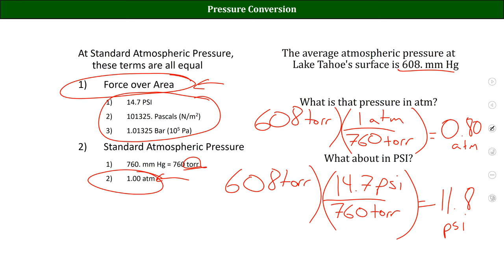All right, so a quick note. These top four, atmospheres, PSI and Pascals, those are measured numbers, because a Pascal is defined separately from atmospheric pressure. And PSI, a pound, is not defined related to anything based on pressure, right? It's the opposite. Pressure is based on the unit of a pound. So these ones are approximate, meaning you need to worry about sig figs. These two, though, are exact.